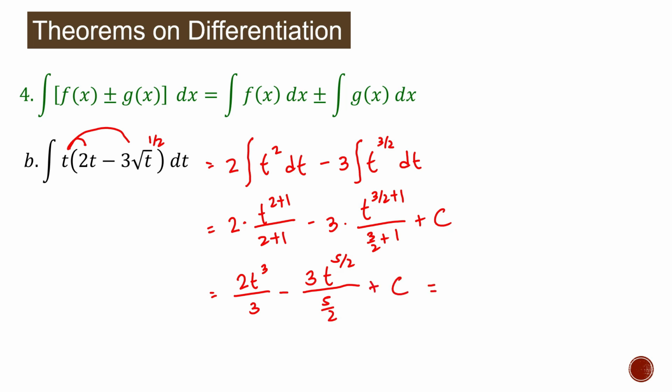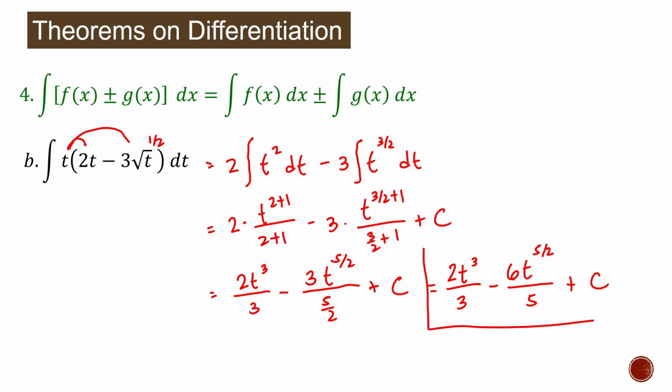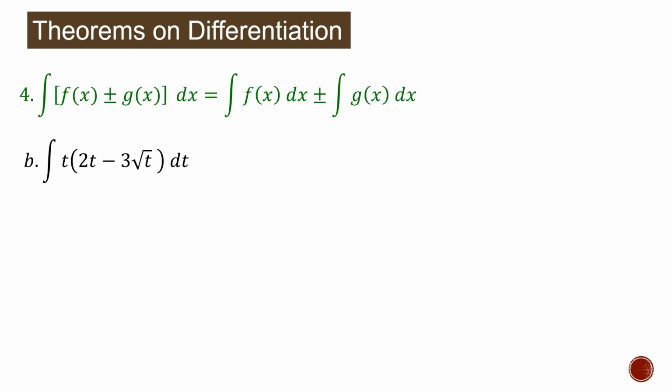Now that second term is a complex fraction, so we need to simplify that. So 2t raised to 3 over 3 minus the denominator 2. We should just need to multiply that to the coefficient on top of the numerator 3. That is 6t raised to 5 over 2 all over 5 plus c. There you go. All right, let's go to the third example.